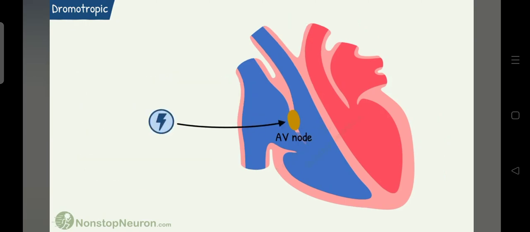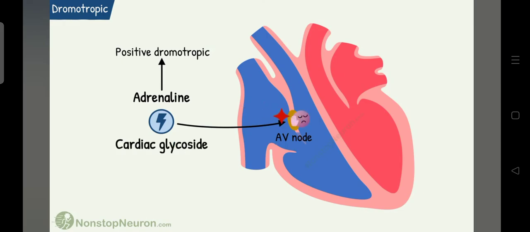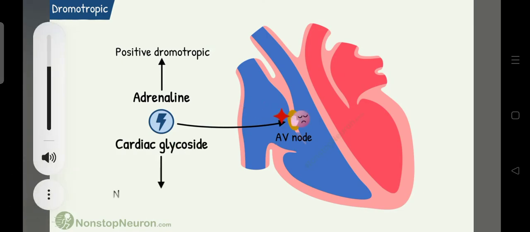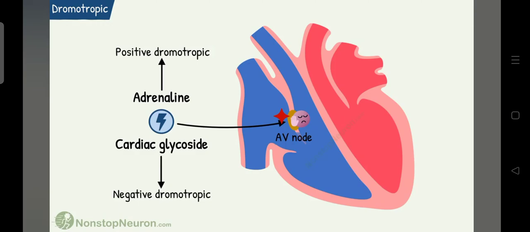Obviously, dromotropic effects are produced by acting on the AV node. For example, adrenaline increases the velocity of conduction through the AV node. Thus, it produces positive dromotropic action. And cardiac glycosides decrease the velocity of conduction. Or in other words, they have negative dromotropic action. So these were the dromotropic actions.